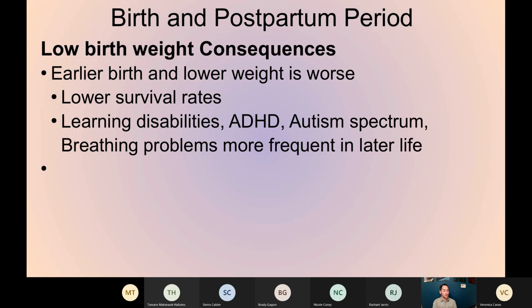So most preterm babies, like I said, also tend to be low birth weight. So what are some consequences? Lower survival rates, a higher correlation to learning disabilities, like being on the autism spectrum or ADHD, death as well, and breathing problems later in life. All of these are at higher risk the lower the weight and the earlier the child is born.